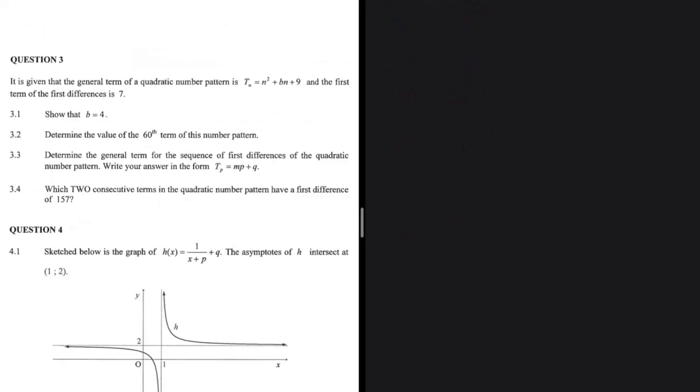We're given a quadratic number pattern Tn that is equal to n squared plus bn plus 9. And the first term of the first difference is 7. The first question, 3.1, show that b is equal to 4. Let's look at the information we have. We have the equation for the quadratic number pattern, but we have a variable b which we need to figure out. Another piece of information that we have is that the first term of the first differences is 7.